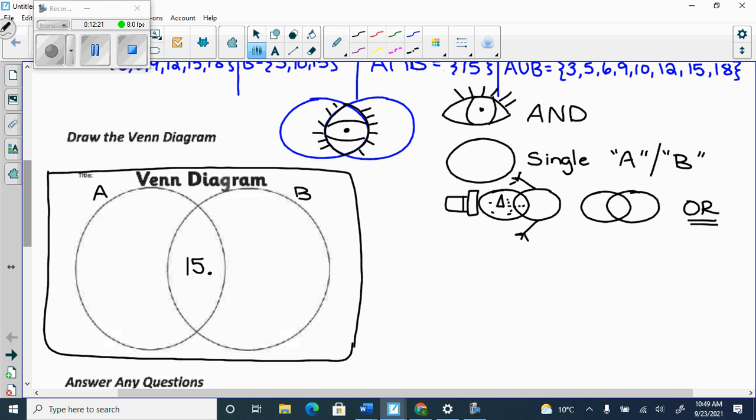So I start off with small shapes to big shapes. I always start off with the "and" because it's the smallest shape, the eyeball. Then I go to the single circles because they're the next smallest shape. Then I go to the snowman because it's the biggest shape. I go from small to big, okay? So I did this first.